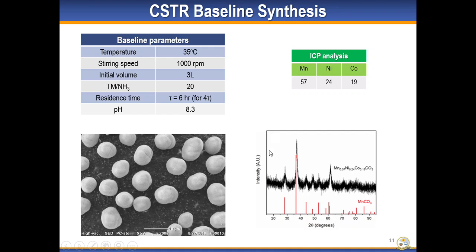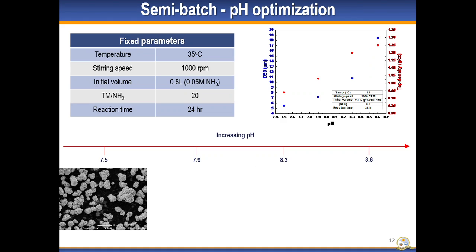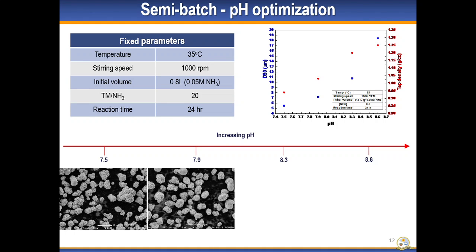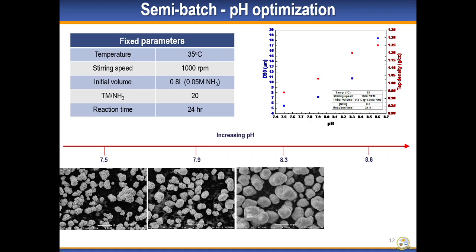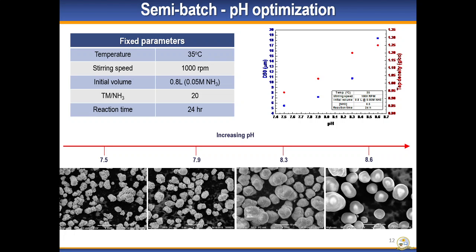On the bottom hand side is the XRD pattern of the precursor, which has peaks which are similar to MnCO3. Now, to replicate the conditions in semi-batch mode, we varied the pH from 7.5 to 8.6, and what we saw was that particles became more and more spherical and larger with a higher tap density as the pH increased. We decided to stick to 8.3, which was closer to the type of size we were targeting for the particles.